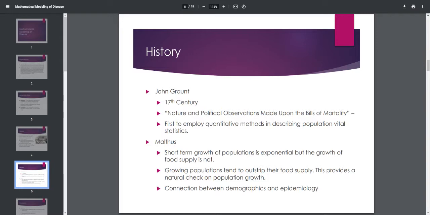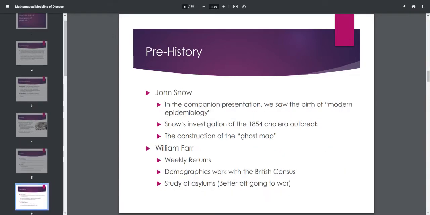Moving on to the 19th century, we can take a look at John Snow, and I'll have a companion presentation on him. And he was the one who solved the fact that cholera was waterborne, and basically birthed the modern field of epidemiology. His investigation of the 1854 cholera outbreak was certainly a game changer and helped lay the groundwork for the idea of germ theory. He was also the constructor of the ghost map, which was a Voronoi diagram that allowed him to see that the cholera was actually emanating from a particular well in the Soho district.